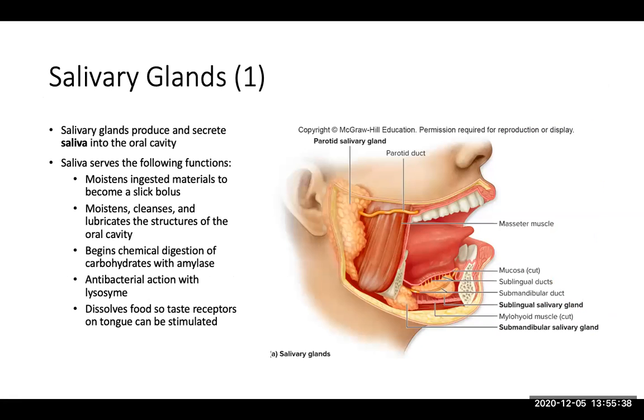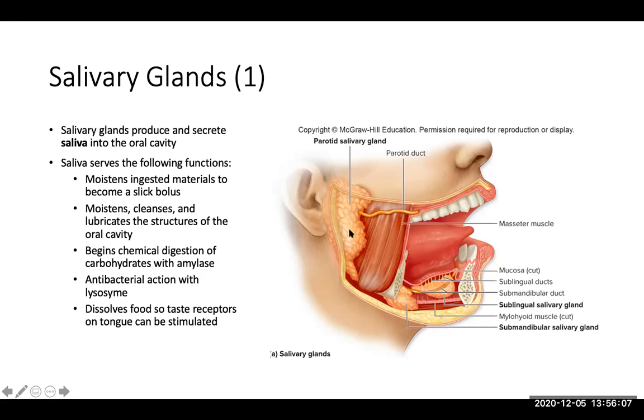Here are the three salivary glands. Saliva is important for moistening ingested materials to become a slick bolus, we call it, of food. It moistens, cleanses, and lubricates the structures within the oral cavity. It begins the chemical digestion of carbs with amylase. There's an antibacterial action with the enzyme lysozyme, and it dissolves food so that the taste receptors on the tongue can be stimulated. And here are the three main salivary glands.